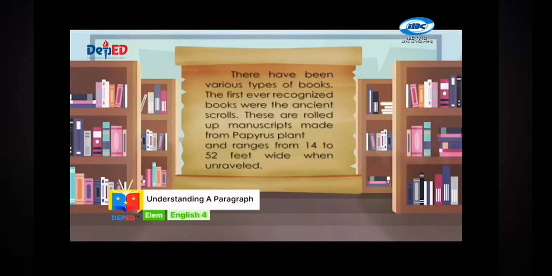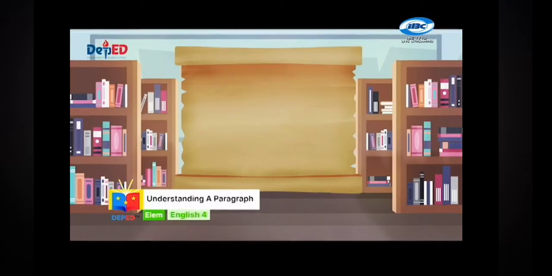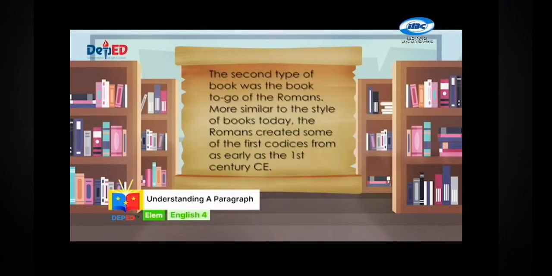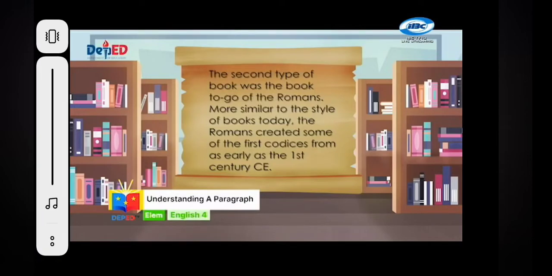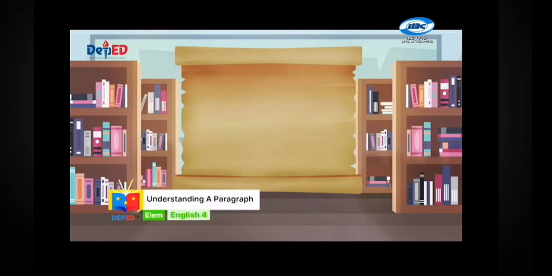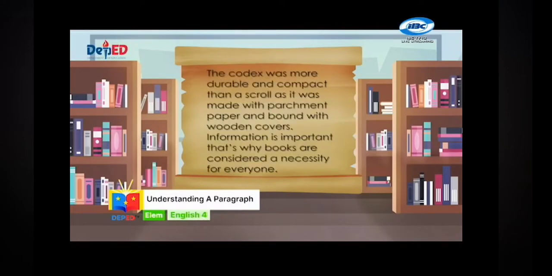The first ever recognized books were the ancient scrolls. These are rolled up manuscripts made from papyrus plant and ranges from 14 to 52 feet wide when unraveled. The second type of book was the codex of the Romans. More similar to the style of books today, the Romans created some of the first codices from as early as the 1st century Common Era. The codex was more durable and compact than a scroll as it was made with parchment paper and bound with wooden covers.